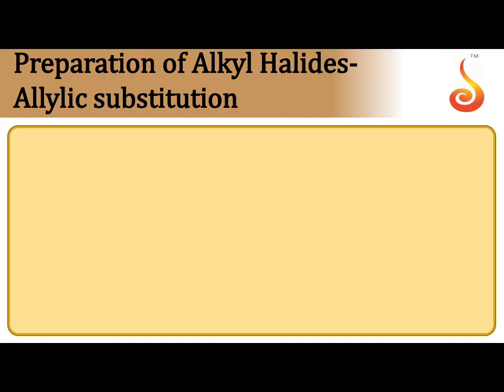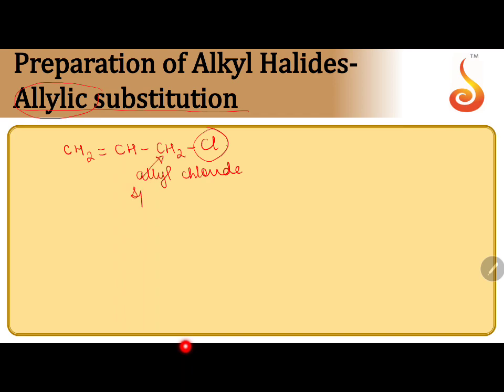Preparation of alkyl halides, that is allylic substitution. First of all, what is allylic position? If you have a compound like this, it is called allyl chloride. Why? Because halogen is attached to an sp3 carbon, which is in turn attached to an sp2 carbon.